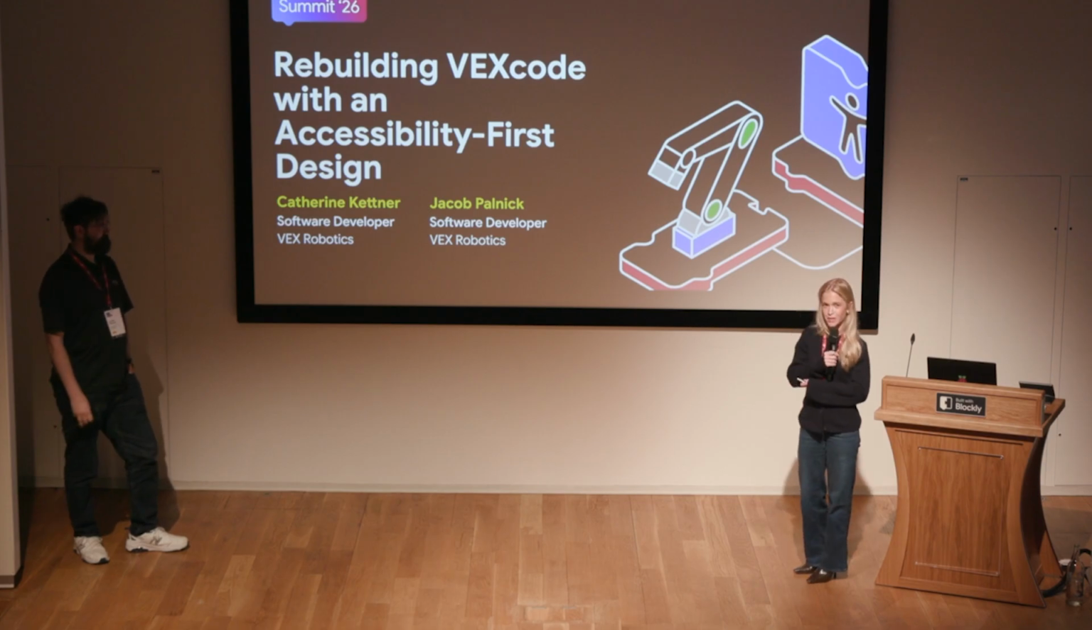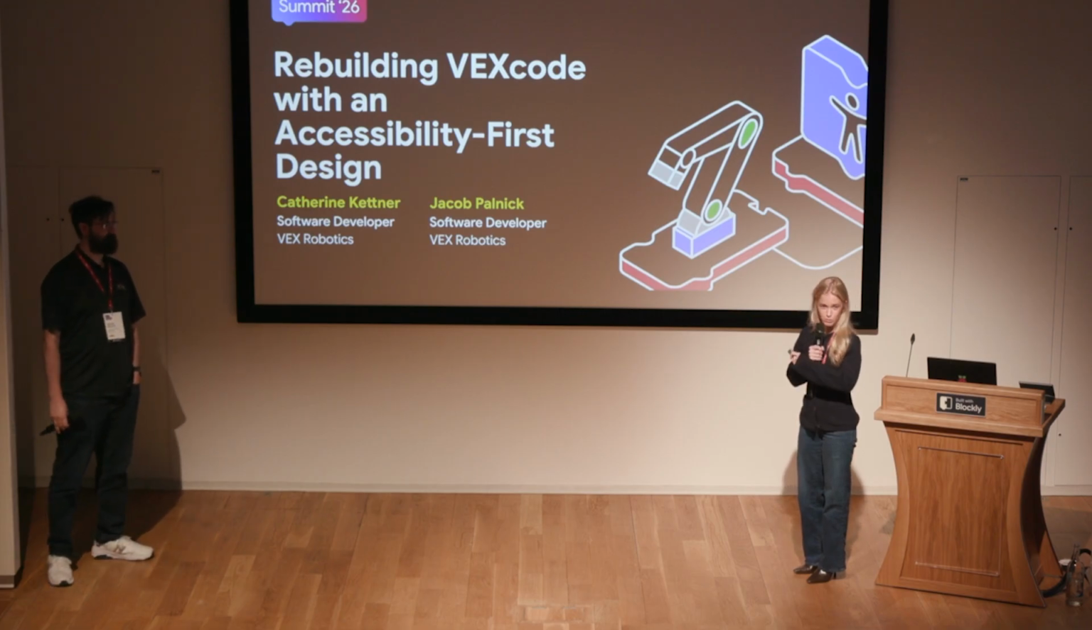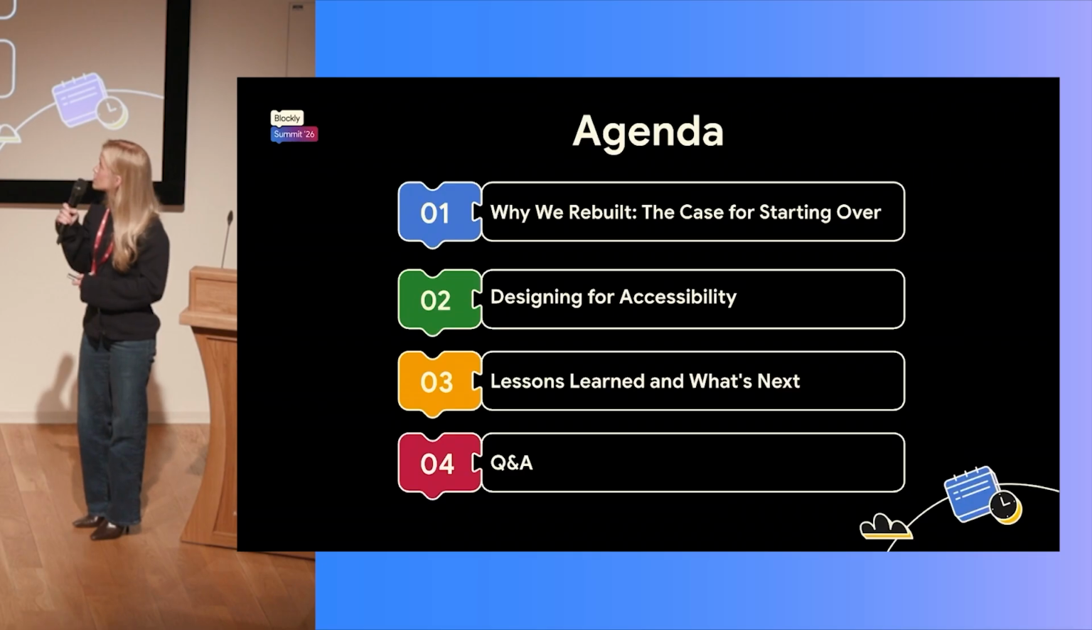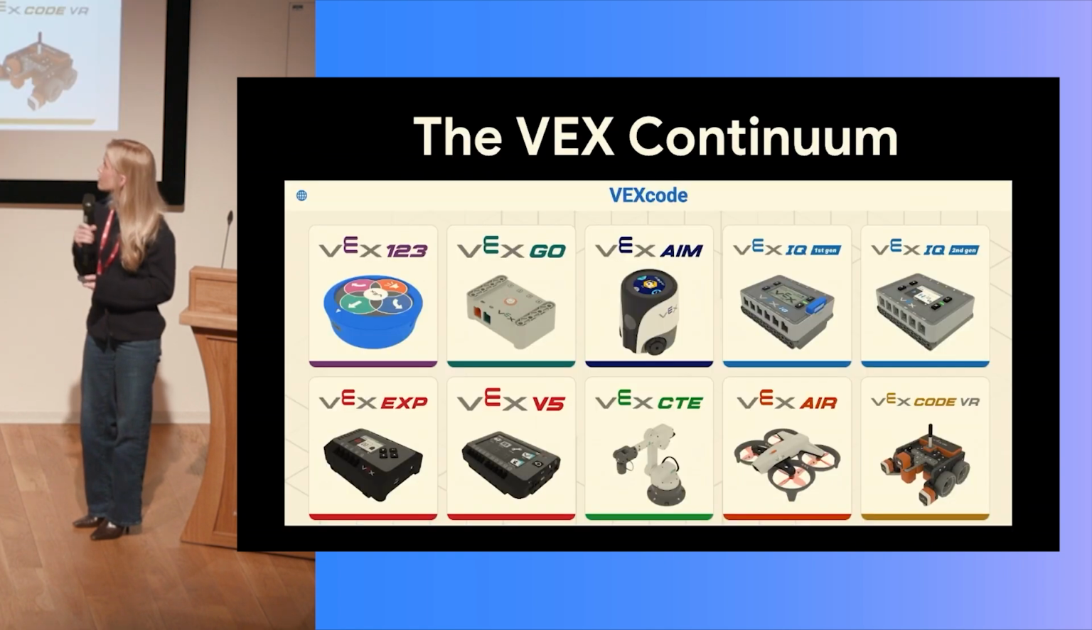And today we are going to talk about our journey rebuilding. When I say rebuilding, I mean from scratch, our VEXcode application with an accessibility-first design. So we're going to talk about why we decided to rebuild and our case for starting over. And then we're going to talk about what designing for accessibility looked like for our team, and then the lessons we learned along the way.